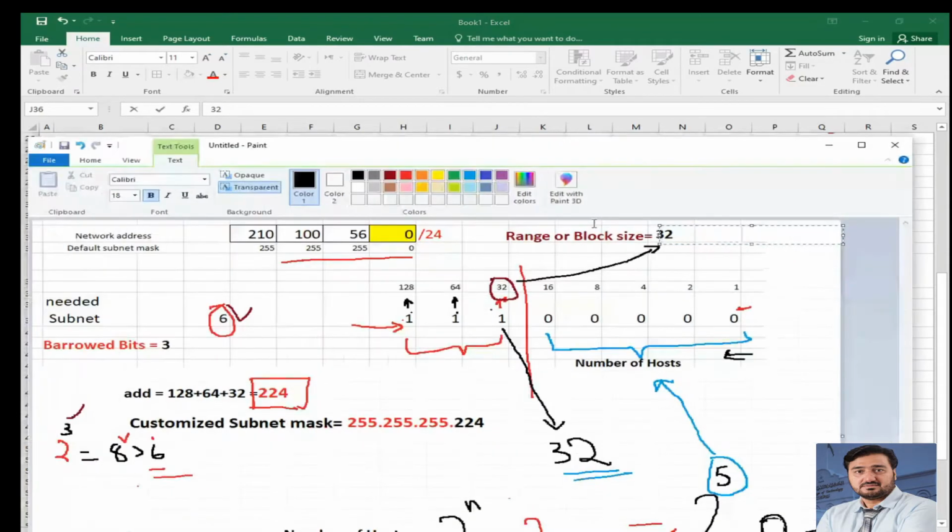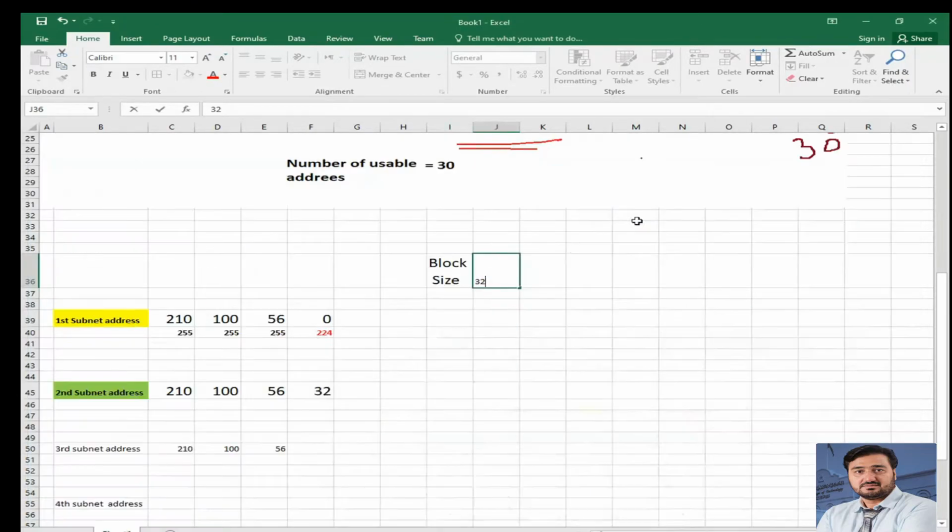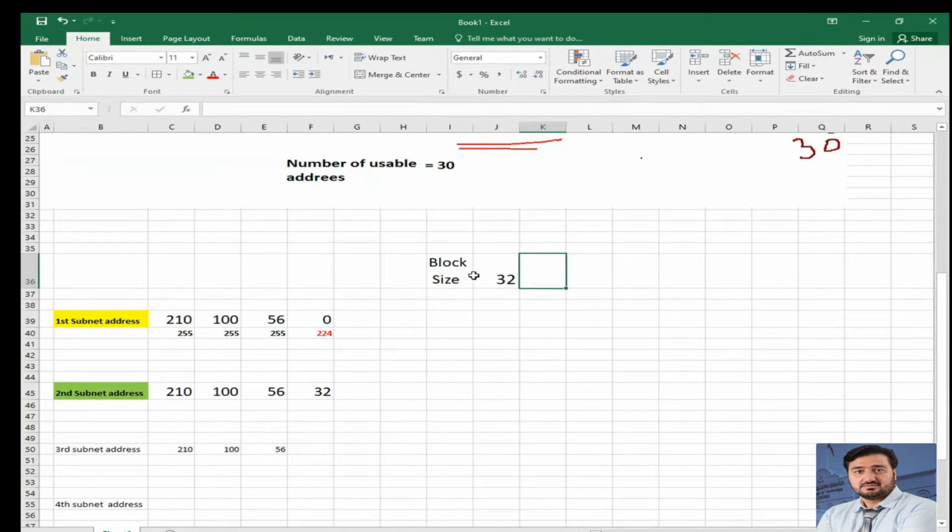You can see here the last bit which we borrowed, 1, 2, and 3. We borrowed 3 bits for the needed subnets, so the value of the last bit is 32. That is why this is 32, the bit value, and this is our block size.